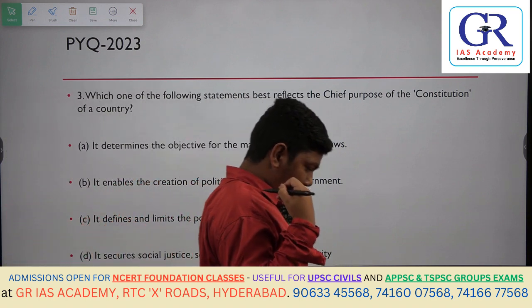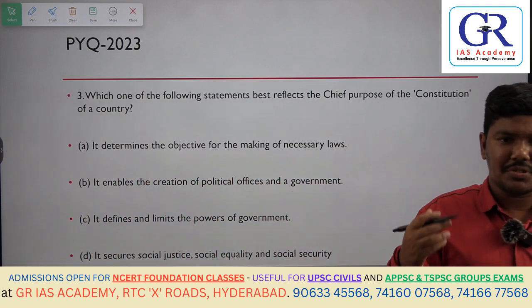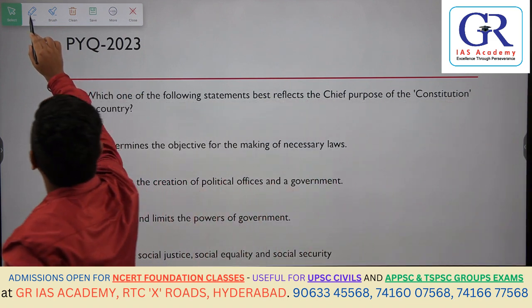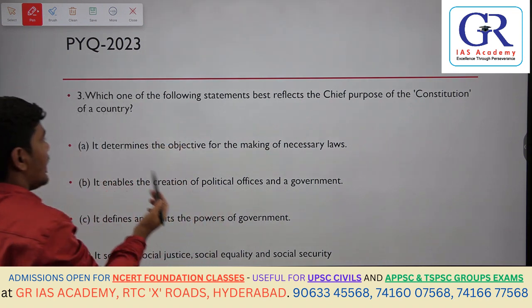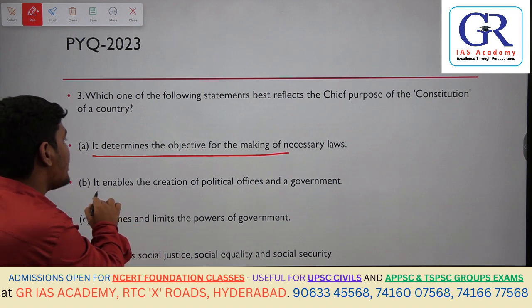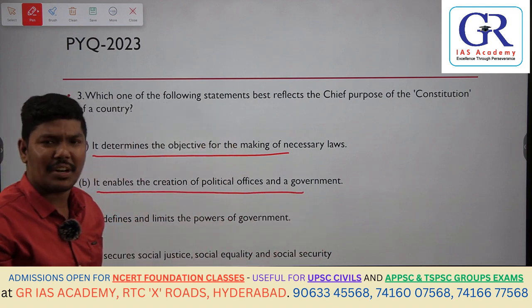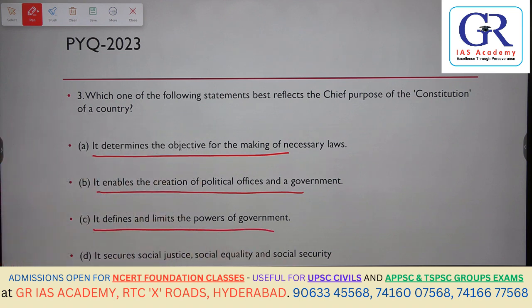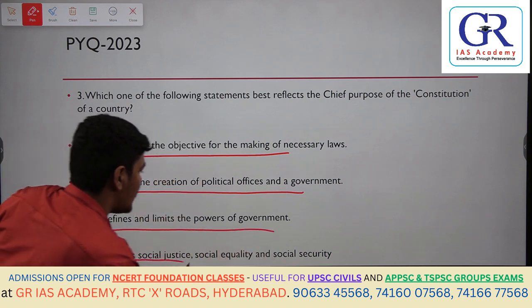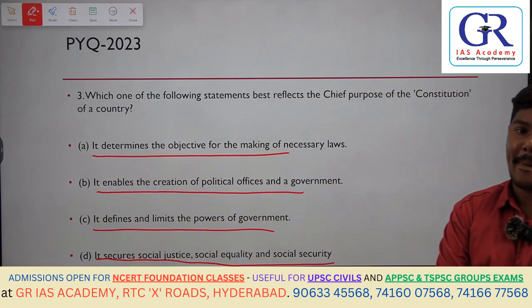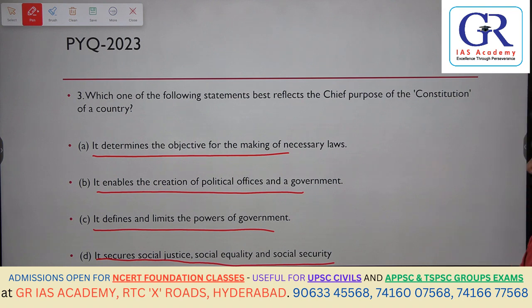Yes, can you answer this question? What is the chief purpose of the constitution? At the first place, why is the constitution required? What is the purpose of the constitution? It says that it determines the objective for making necessary laws. It enables the creation of political offices and a government. It defines and limits the powers of the government. And finally, it secures social justice, social equality and social security. What may be the answer here?